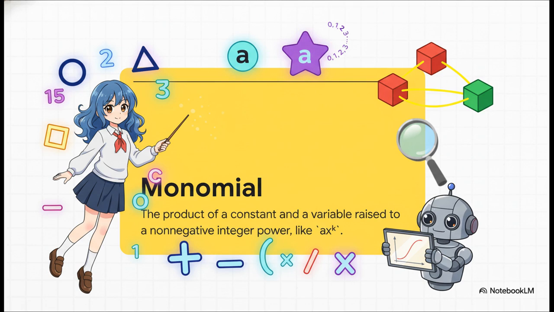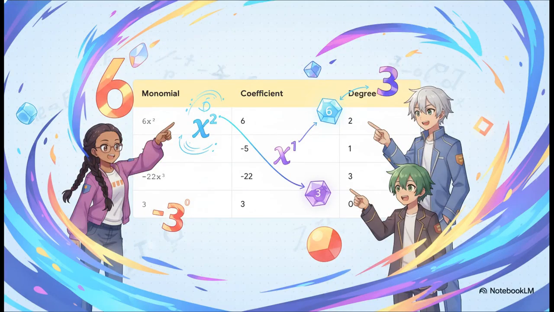Now, here's the golden rule, the one thing you have to remember. That exponent k, it must be a non-negative integer. 0, 1, 2, 3, and so on. No fractions, no negatives. That's the key. Let's look at some examples to make this super clear.